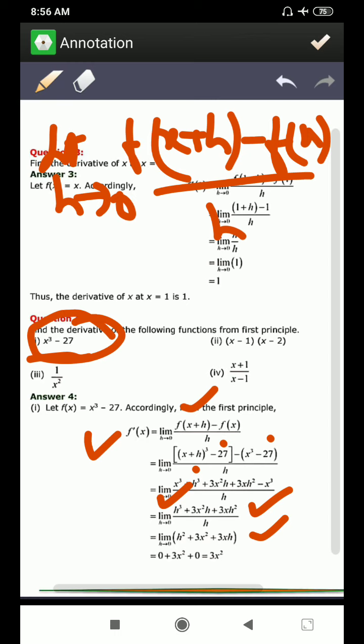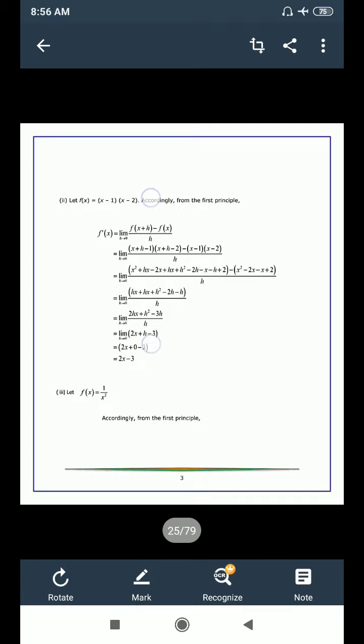So 3x square would be the answer because this is 0 and this is also equal to 0. So 3x square is the answer of this question. So in this way we can solve the first part of this question. Now come to the second part.